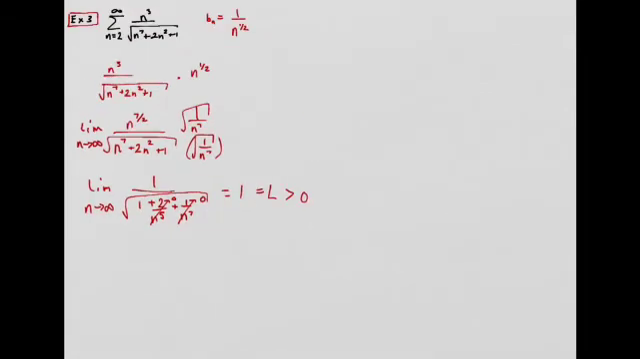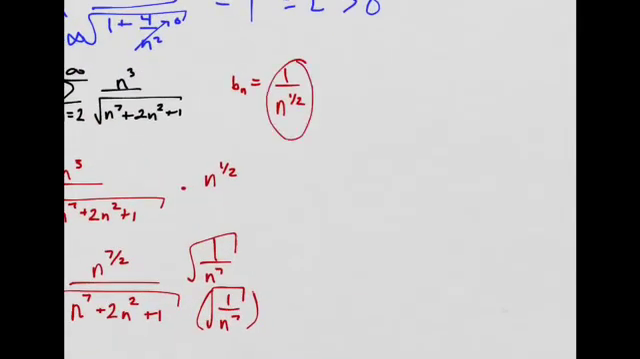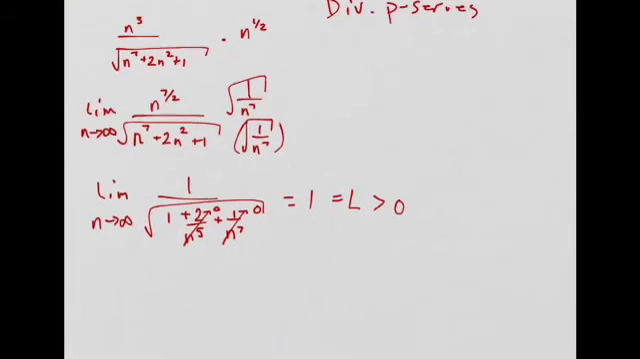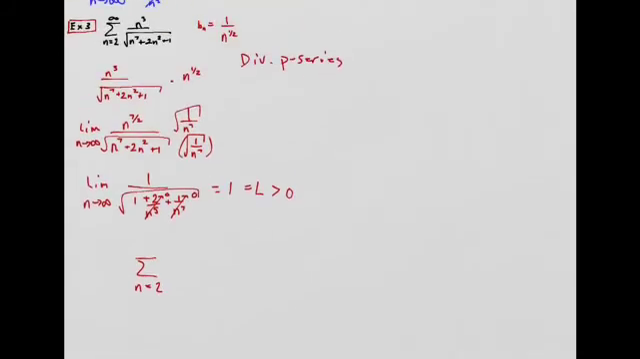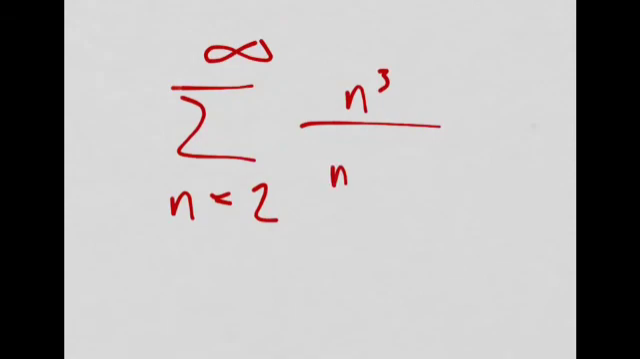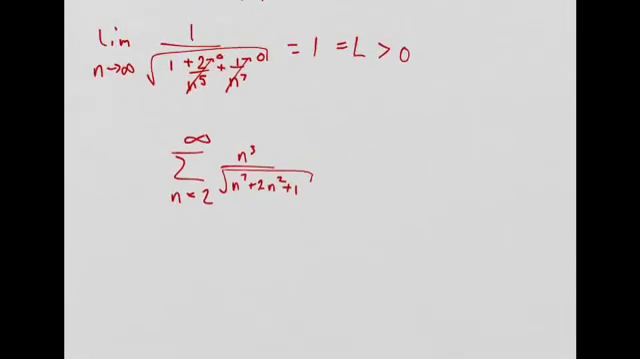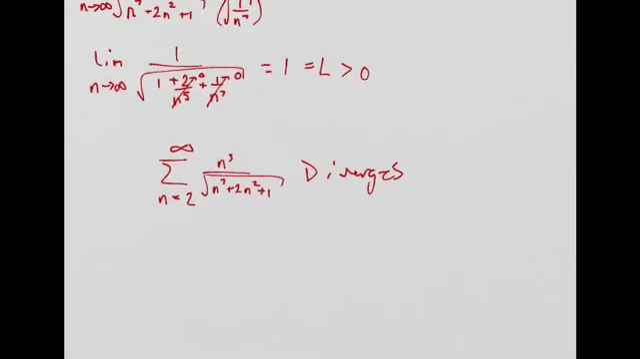Sweet. Now, so I know that these two series do the same thing, and this is a divergent p-series. So this diverges. So the answer would be the series n equals 2 to infinity of n cubed divided by the square root of n to the 7th plus 2n squared plus 1 diverges. And that's because we're using the limit comparison test with a divergent p-series. And that's it. Good day.